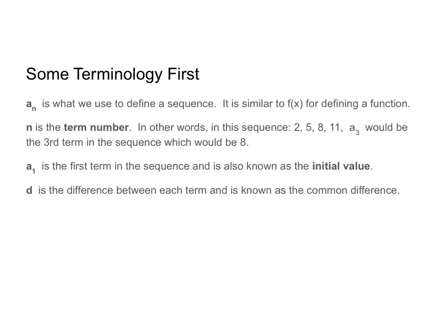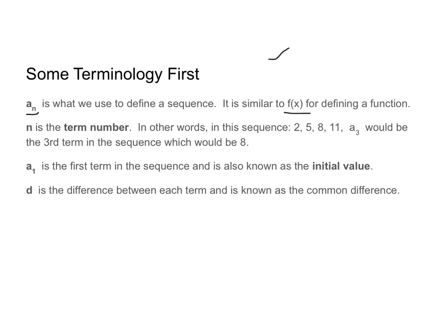So, let's go over some terminology here. First off, just some things that can make this look more complicated than it really is. Up at the top there, a sub n is what we say for that. This n is a subscript, so we say a sub n. We use that to define a sequence. It's kind of like using f of x for defining a function, like f of x equals 2x plus 5 or whatever. Same deal here.